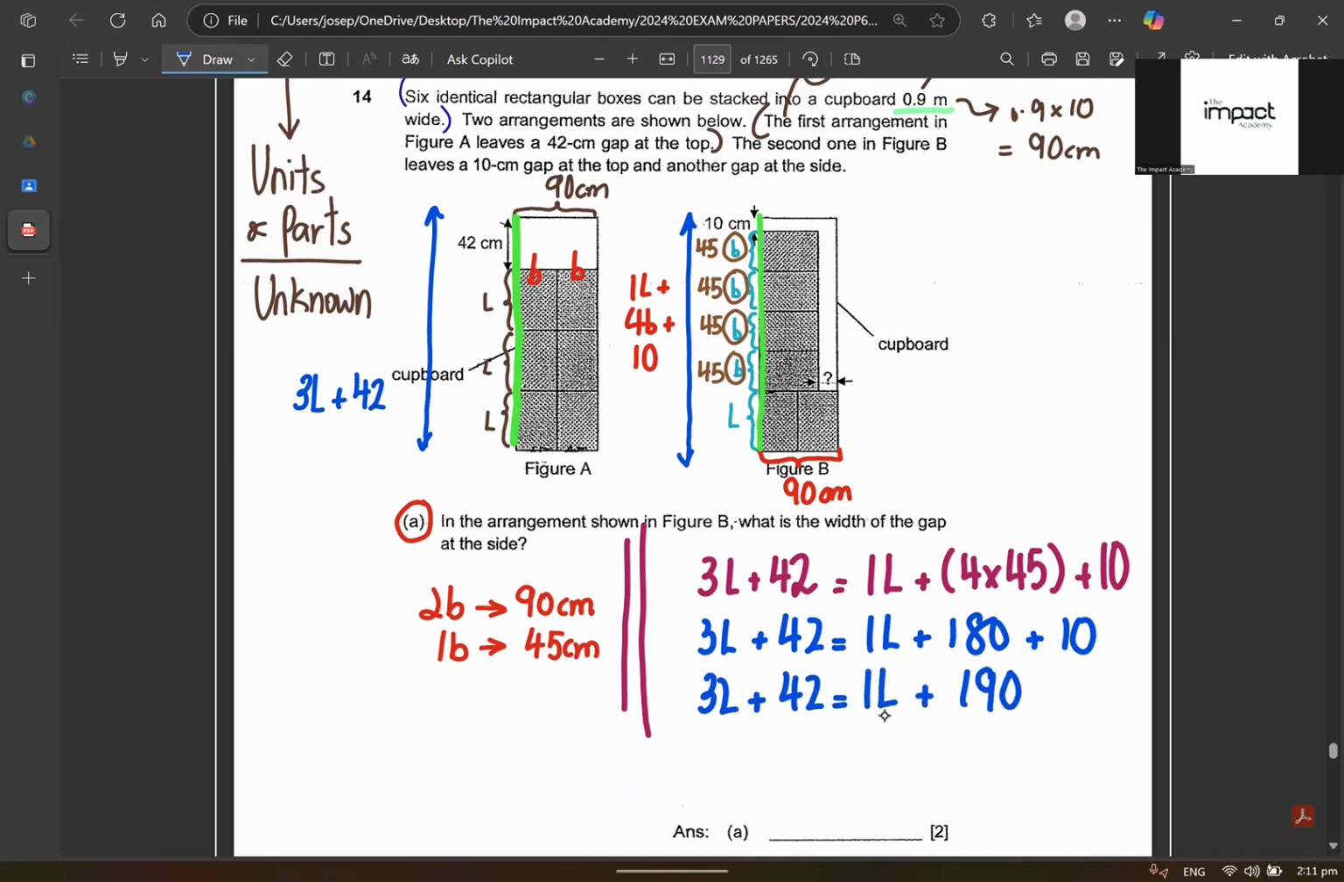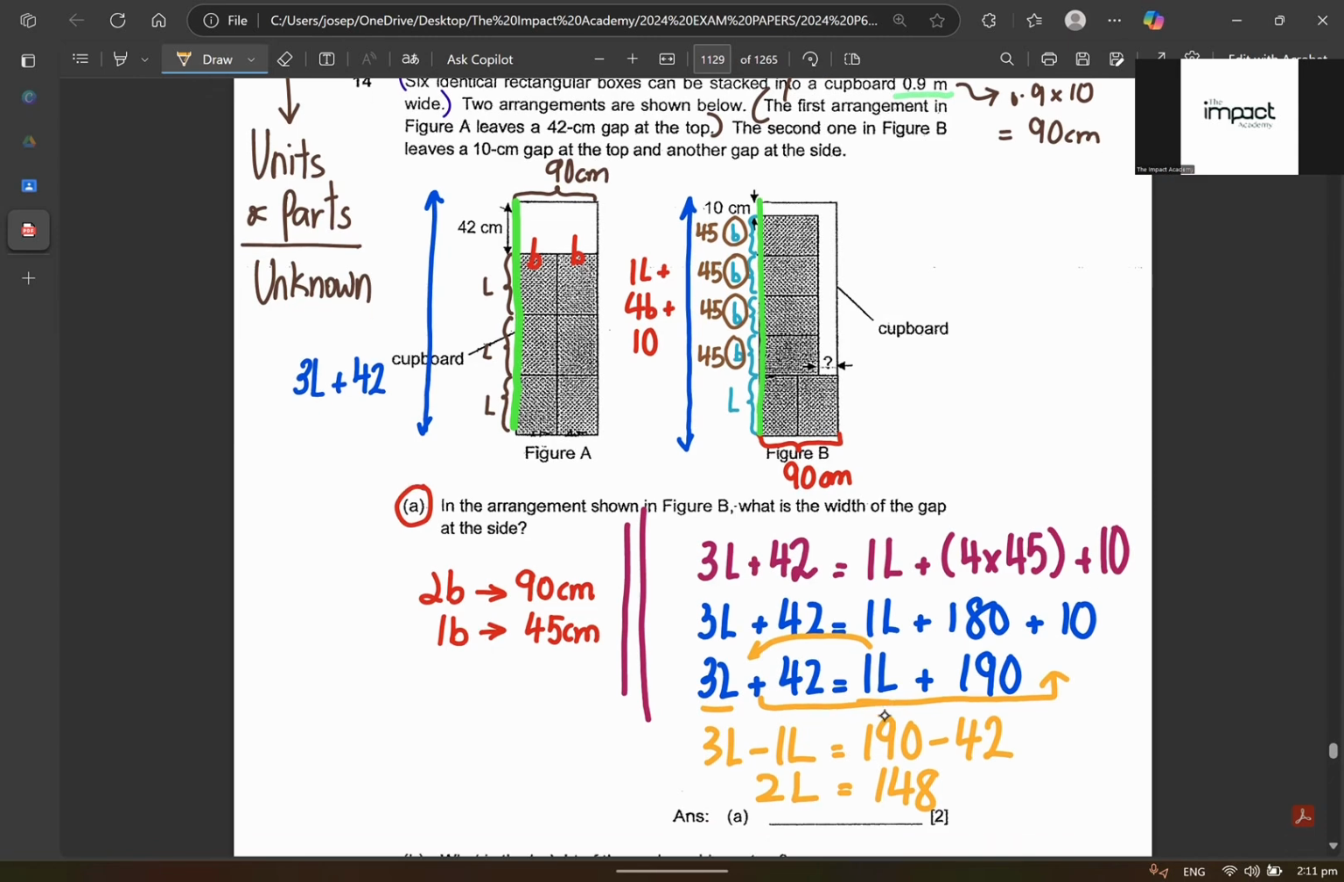Then you want to make sure that the L and the L swap position. So 3L minus 1L, because you bring it over, and then 190 remains there. 42, you bring it over, so you want to minus away 42. 190 minus away 42 gets me to 148. So we know that 2L equals to 148.